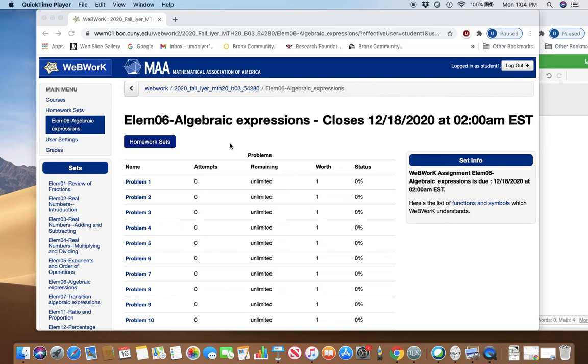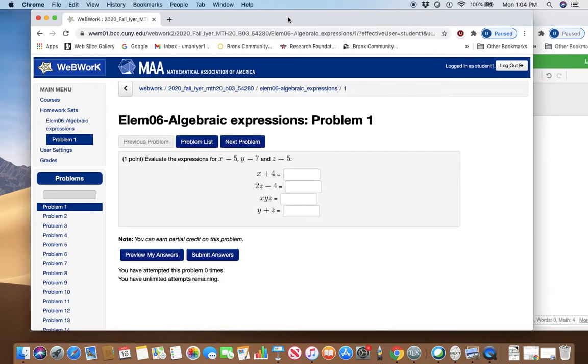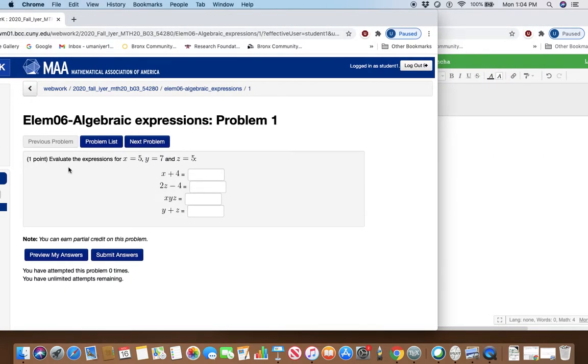Back, section elementary 06, algebraic expressions. Problem 1. Evaluate the expressions for x equals 5, y equals 7, z equals 5. X plus 4. X is 5. 5 plus 4 is 9.